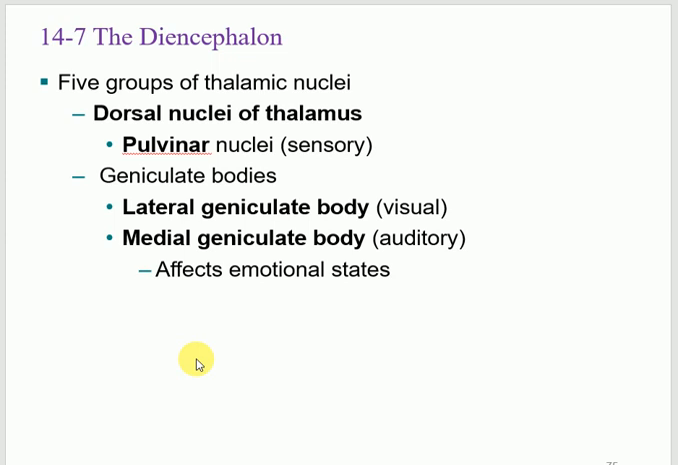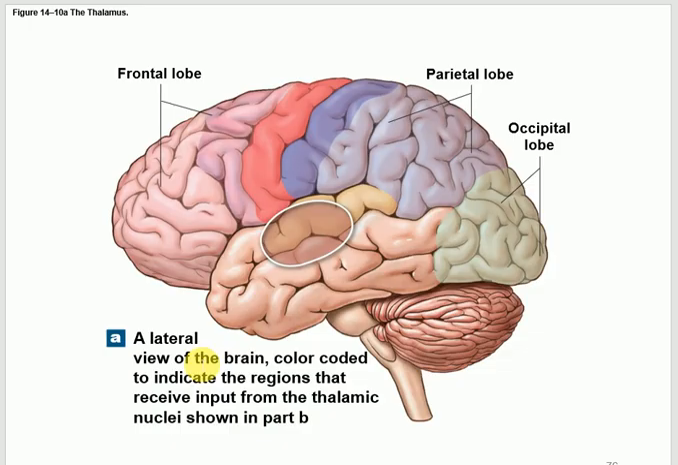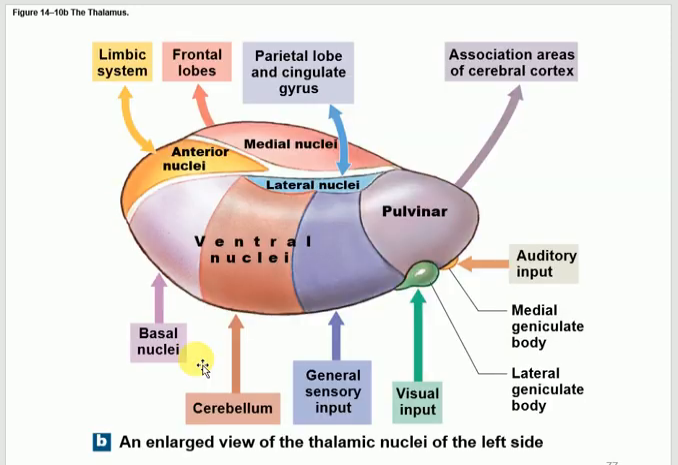Lateral is for vision, medial is for auditory, just like the colliculi. Superior and inferior colliculi, the corpora quadrigemina. Remember, superior and inferior, vision and auditory. Here it's lateral and medial. This is the location right here of the thalamus. These are the different parts, but I told you what's the most important of all.